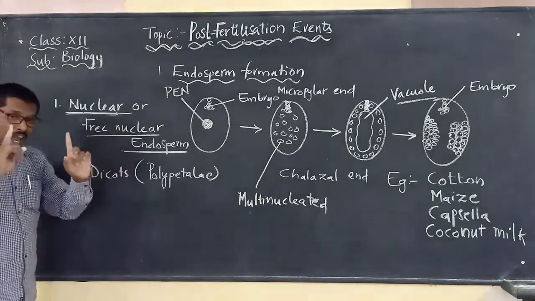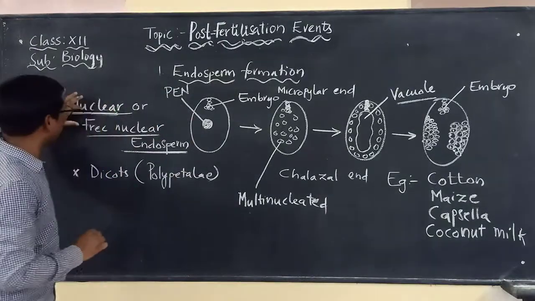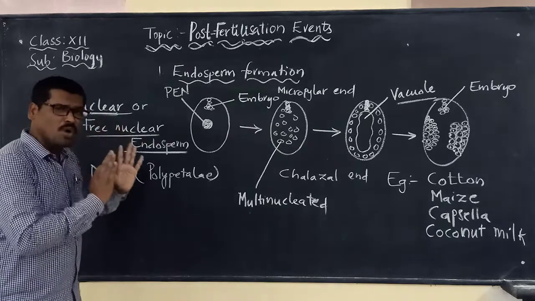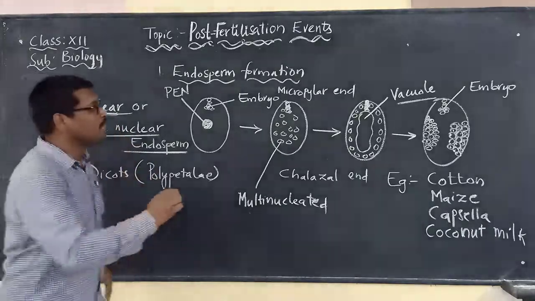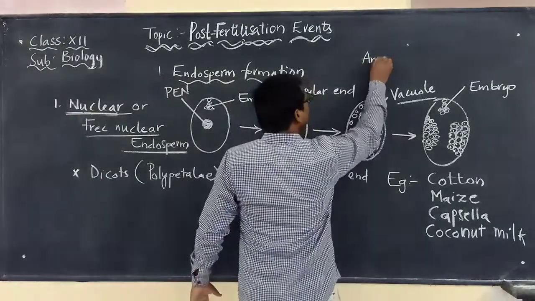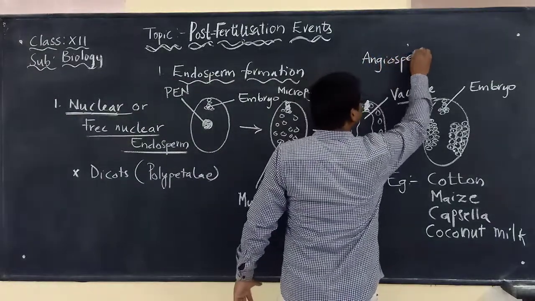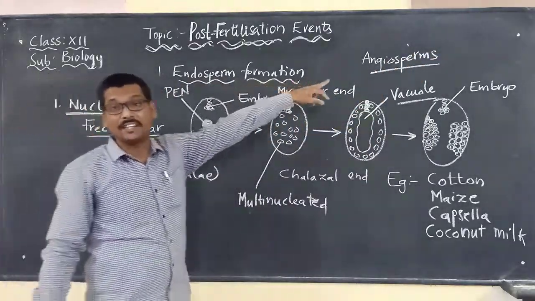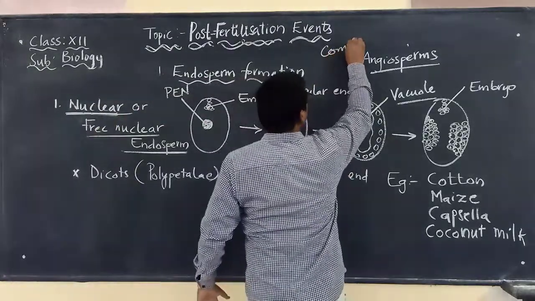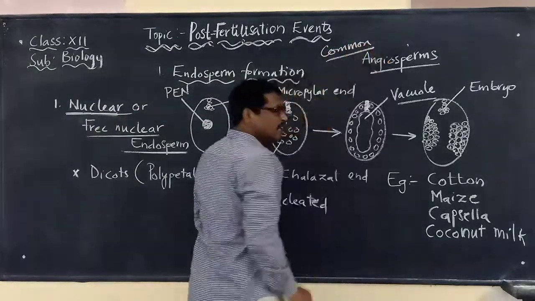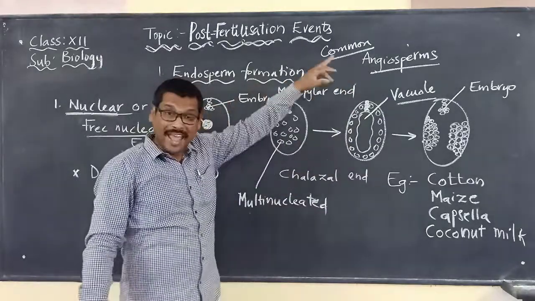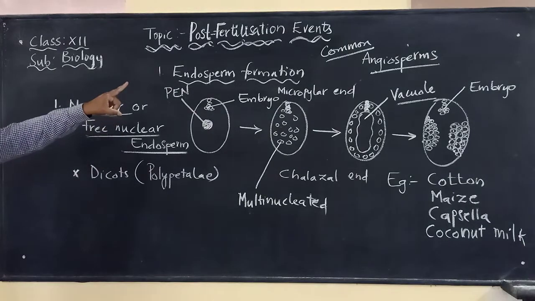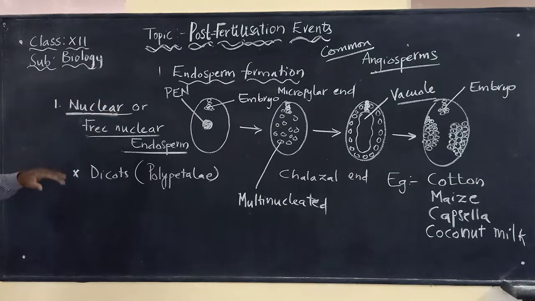Free nuclear endosperm. And the last point that we have to keep in mind when we are talking about free nuclear endosperm is that, please remember, this is the most common type of endosperm in angiosperms. Okay, in angiosperms. The most common type of endosperm in angiosperms is the nuclear or free nuclear endosperm. Very, very important point. You have to keep that in your mind.